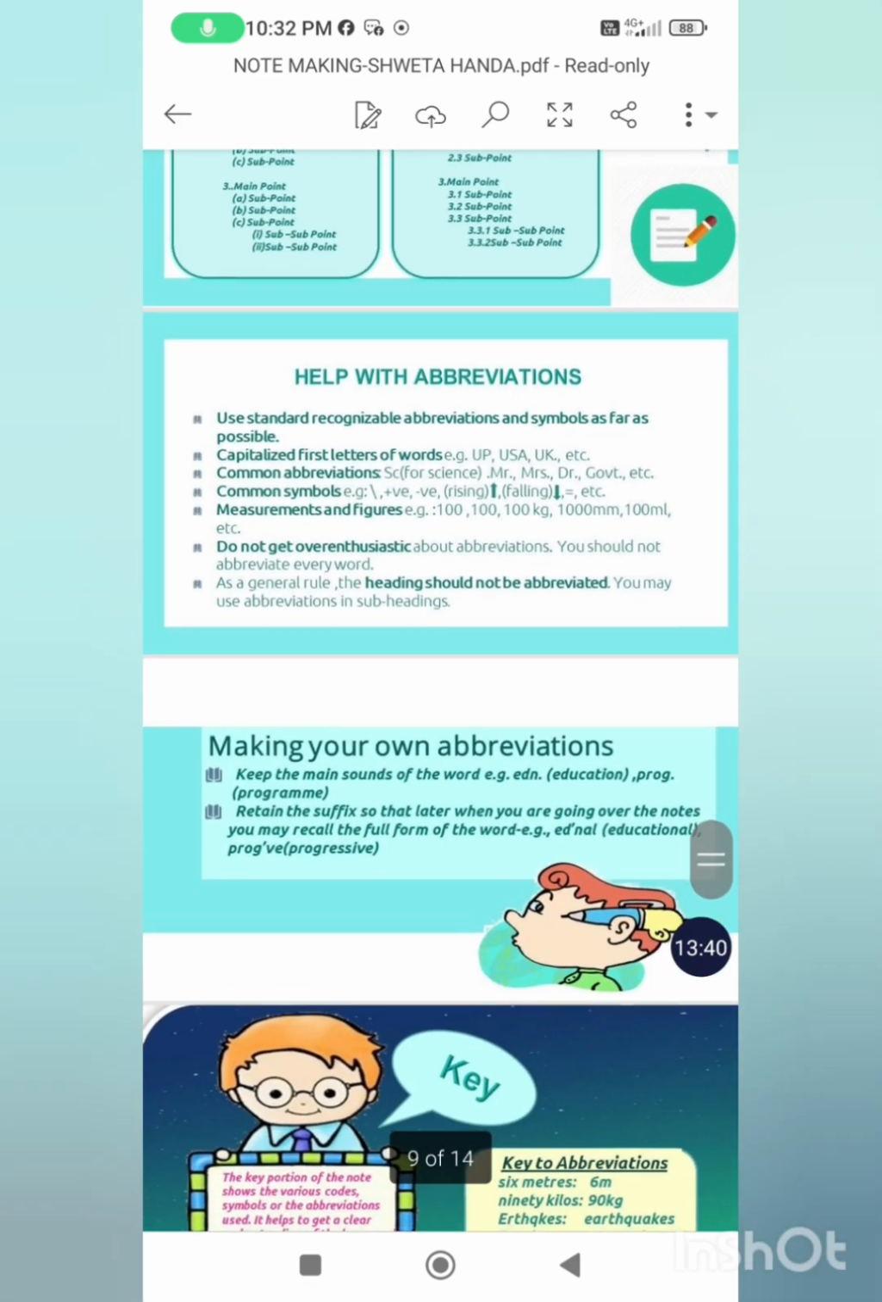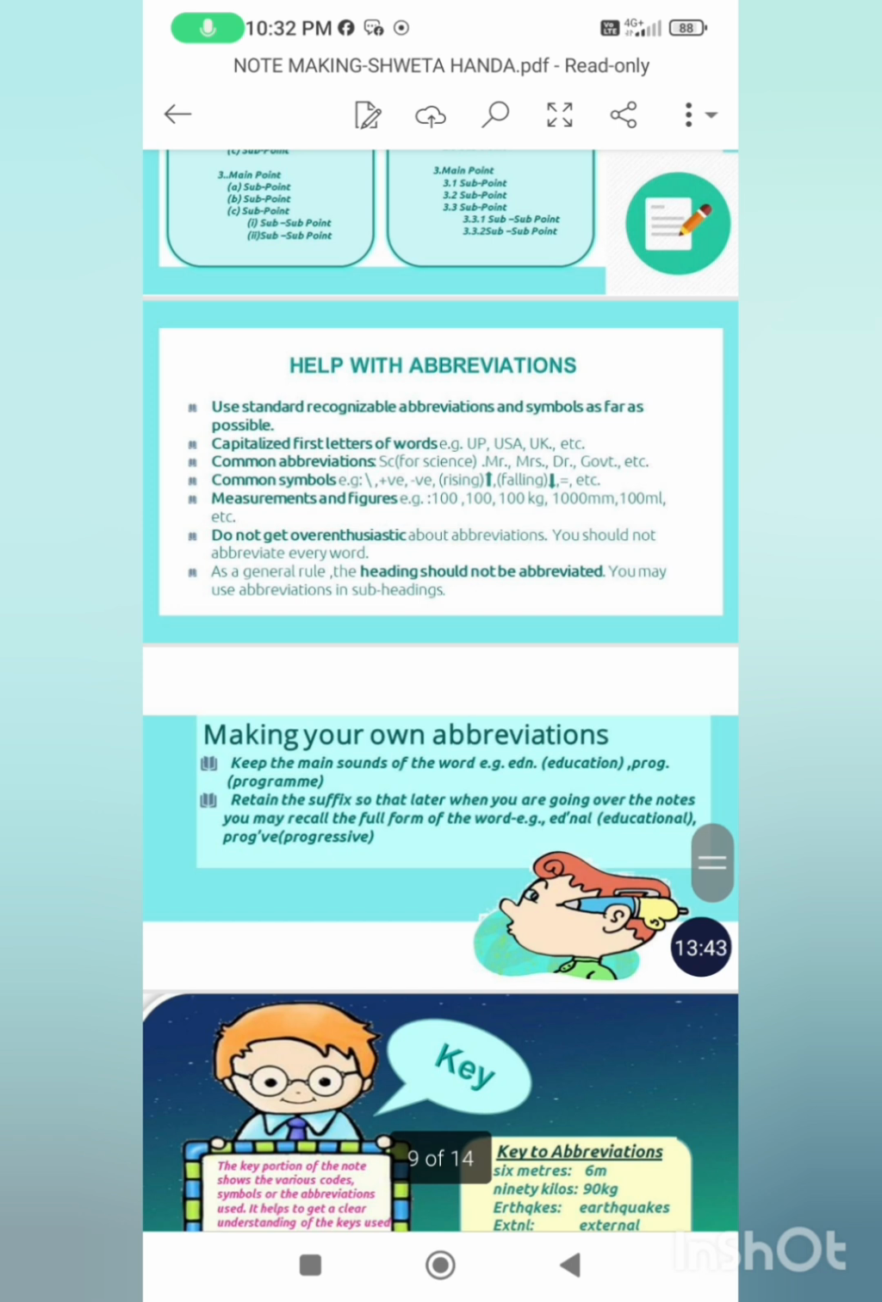Now, help with abbreviations. Use standard recognizable abbreviations and symbols as far as possible. Whenever I talk about abbreviations, children, I have asked children also in the class, they have come up with short forms. That ma'am, it refers to short forms. Yes, it does, but please underline the word recognizable. Use standard recognizable abbreviations and symbols as far as possible.